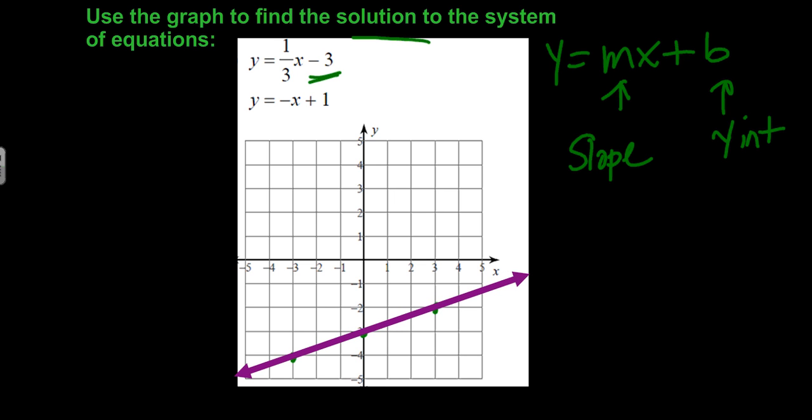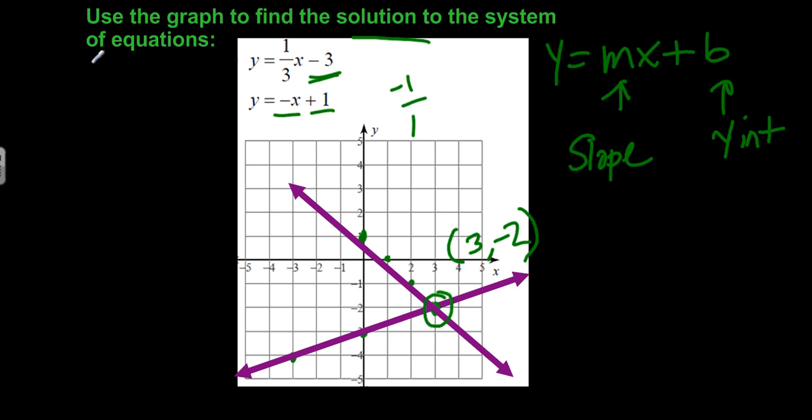Okay, and now let's graph our second line. My y-intercept here is at 1, and my slope is negative 1 over 1. So I'm going to go down 1, right 1. And then I'm going to grab my line tool and fill in my line right here. And I can really clearly see that my solution is going to come right here where they intersect, which is at the coordinates (3, negative 2).